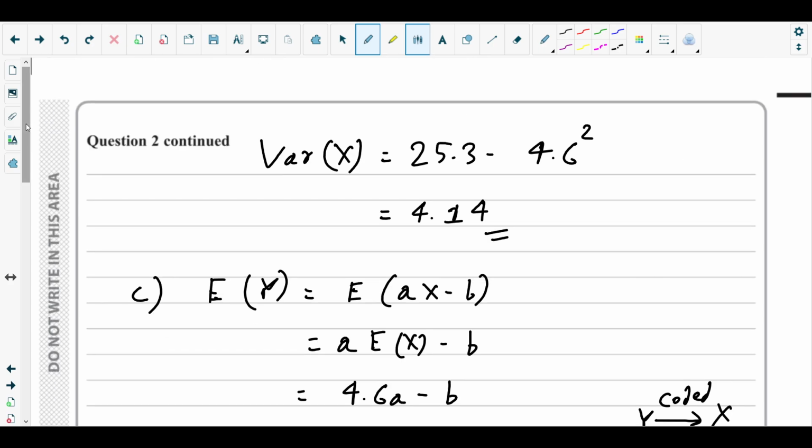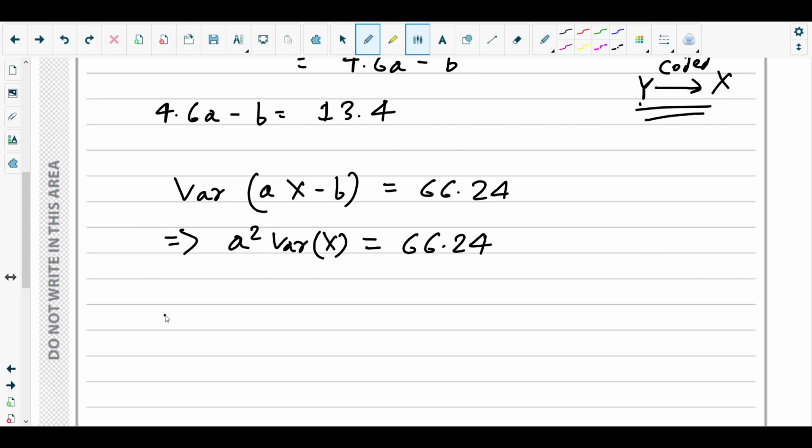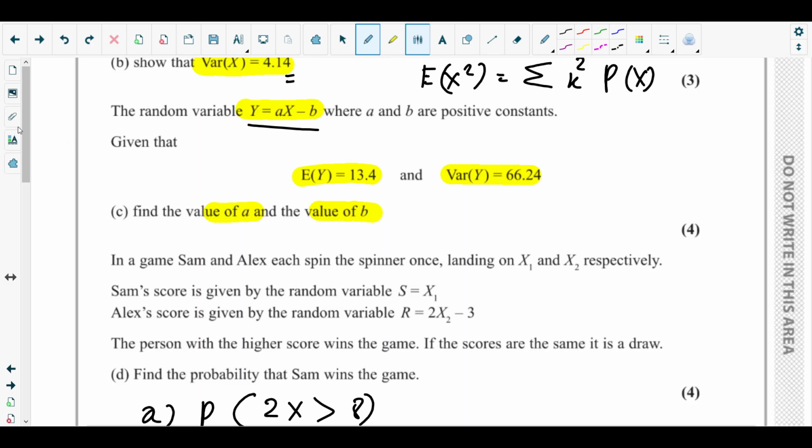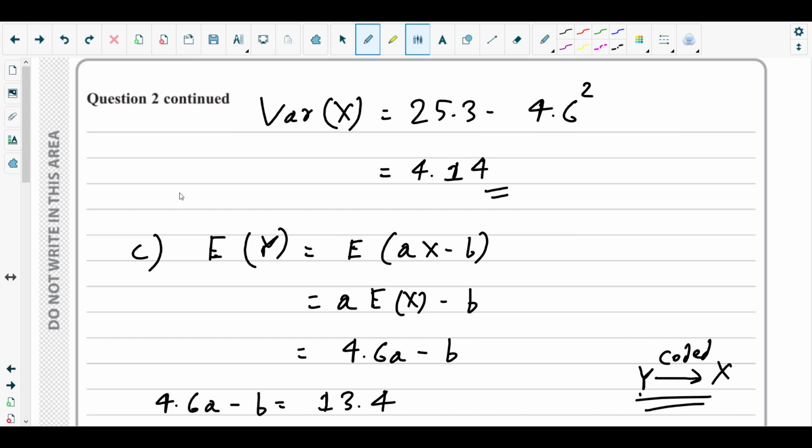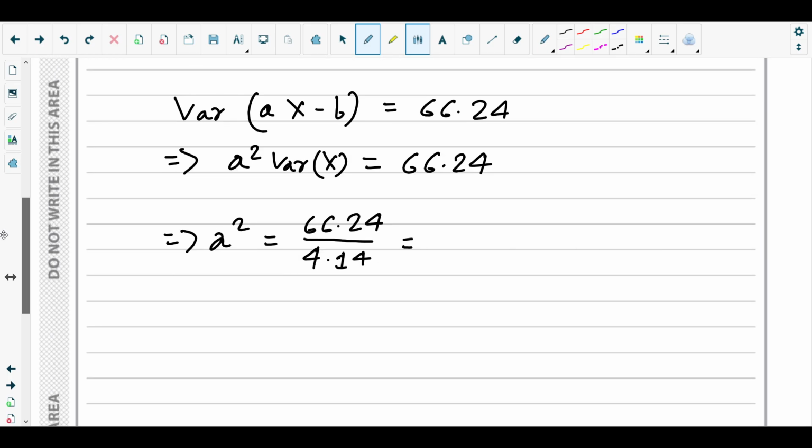So we can get the value for a here. a squared equals 66.24 over 4.14, that's the variance of x. So what would be the value? 66.24 divided by 4.14 would give you 16. That means the value of a is plus or minus 4, right?